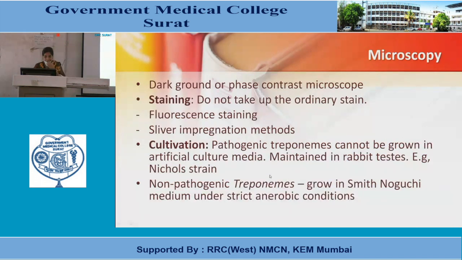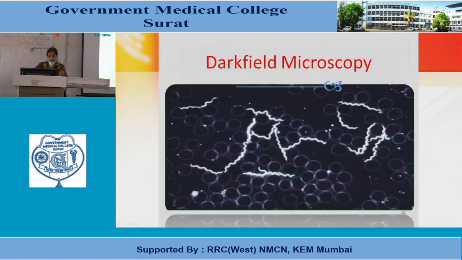In microscopy, they can be seen under a dark-ground microscope or phase contrast microscope. In staining, they do not take up ordinary stains, so we use fluorescent staining or silver impregnation methods. This bacterium cannot be isolated in artificial culture media. It is maintained in rabbit testis, for example the Nichols strain. Non-pathogenic treponemes grow in Smith-Noguchi medium under strict anaerobic conditions. This is a picture of a dark-field microscope, with the sample taken directly from the chancre.